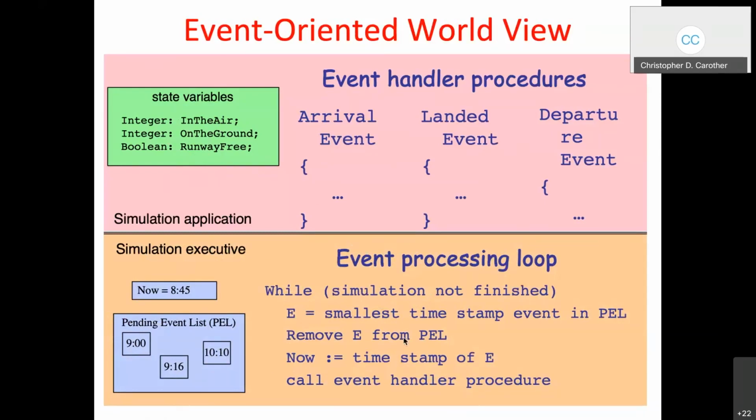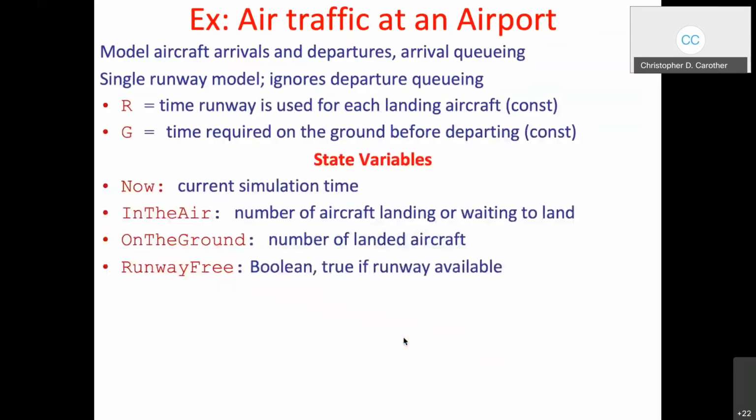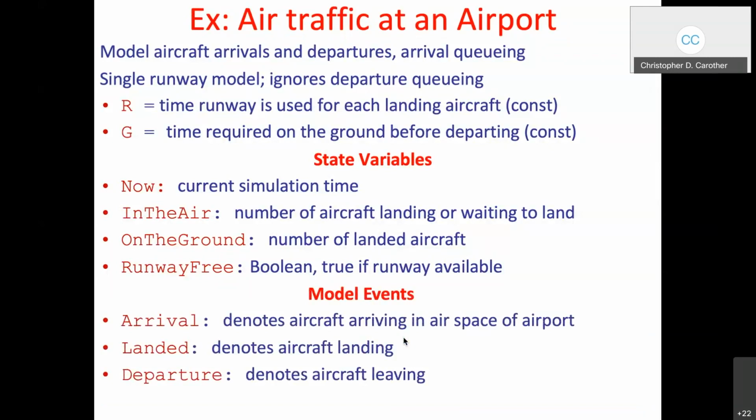So now we can delve into the particulars of the model. I started this a bit already. If we were to really create our own air traffic model here, and again, this would be very simplistic, we could start off by defining some constants, which would be first R, our time on the runway. This would be the amount of time we're going to spend on the runway. And G is the time we're going to spend on the ground. So these could be constants.